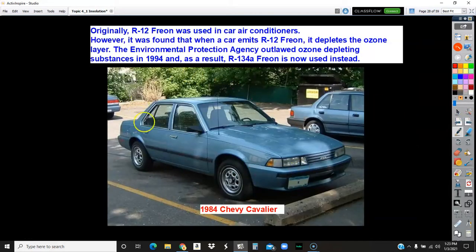Here was my first car. Well, that's not my first car, but that's what it looked like. Mine wasn't blue. It was a sort of like this metallic brown color. But anyway, this was my first car, an 84 Cavalier. And again, the air conditioning system used to use R12 refrigerant. But now it's R134A, I should say, the ozone-friendly refrigerant that's now in the newer cars after 1996.